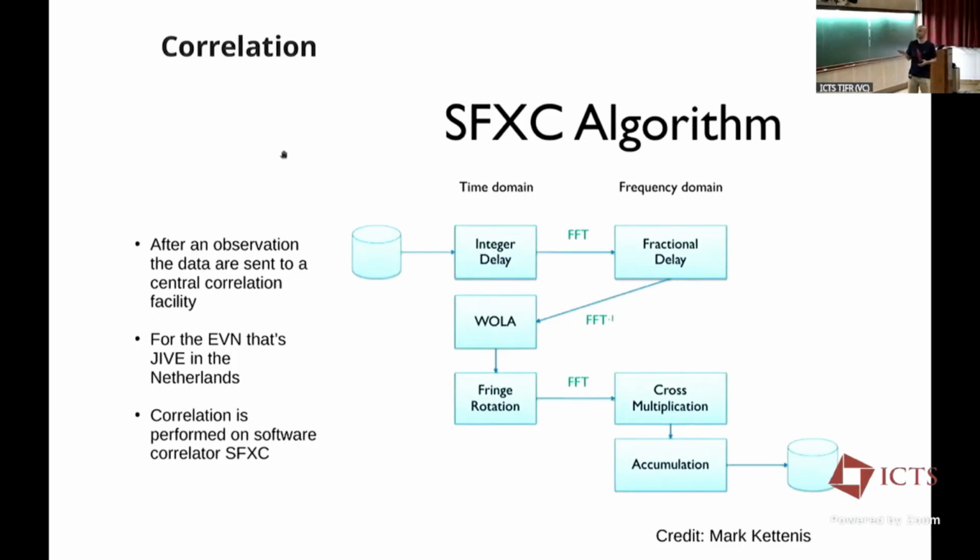In the end, SFXC, I should actually say, is the Super FX correlator, and FX because you do the Fourier transform first and then you cross correlate. You can also do the inverse: you can cross correlate and then Fourier transform, but we do FX in this particular case. So we do the whole FFTing. We then do the cross multiplication. Then we accumulate, where accumulate means we're just averaging in time. Say we want to have 2-second integrations and a particular frequency resolution. This is what's happening in the end.